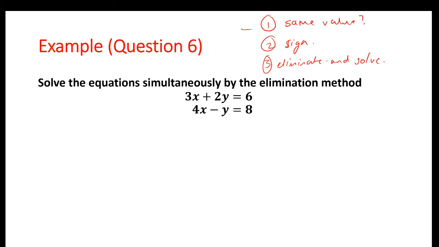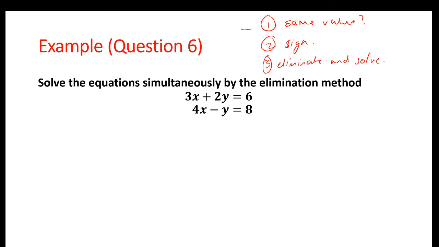You need to make sure that we have the same value. Otherwise, if we add or subtract, then we're going to lose something. Okay. So if we have a look at this equation here, the first thing you should notice is that we don't actually have any values that are the same. We've got 3x plus 2y is equal to 6, and we've got 4x minus y is equal to 8. So the question becomes, well, how do we eliminate something like this?